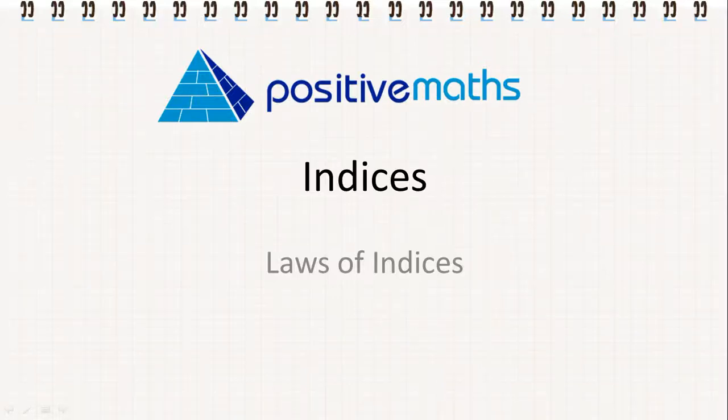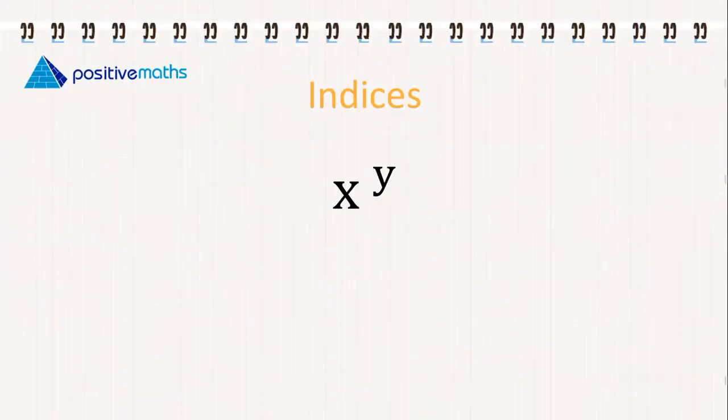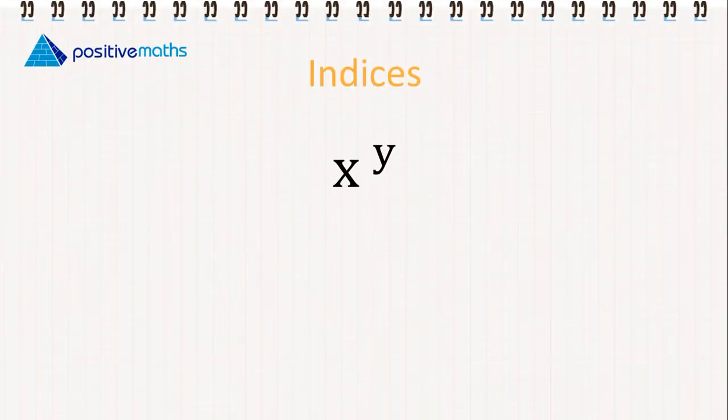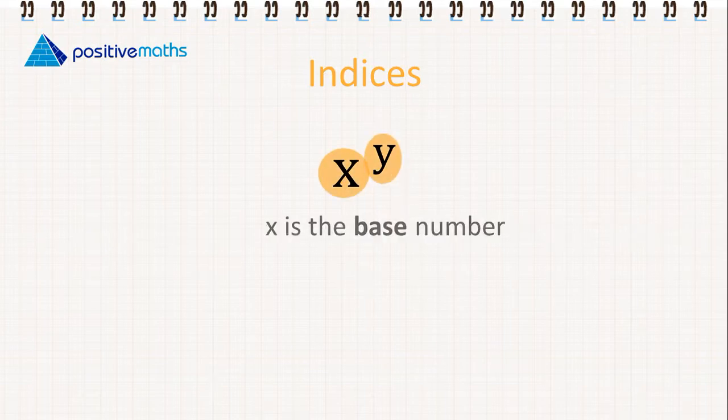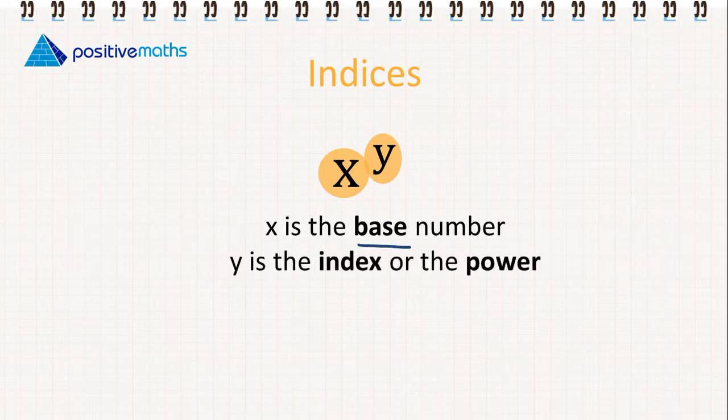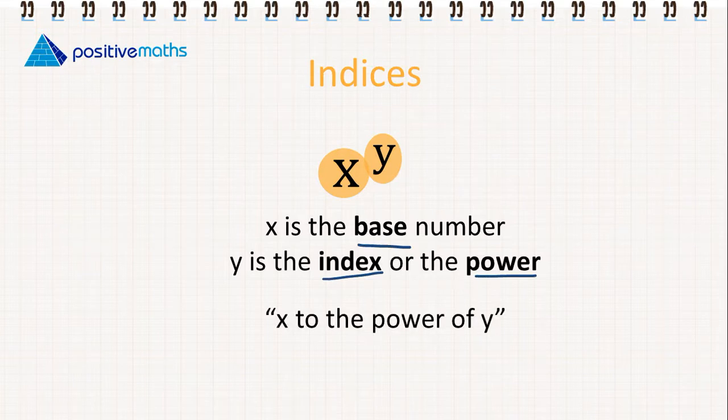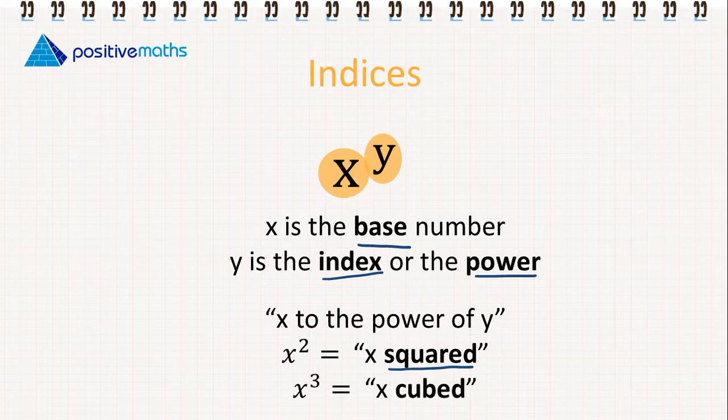In this video for Positive Maths, we're going to go through the laws of indices for ordinary level. So, let's take x to the power of y. We say that x is the base number and y is the index or the power. We say x to the power of y. X to the power of 2 we say is x squared. And x to the power of 3 we say is x cubed.